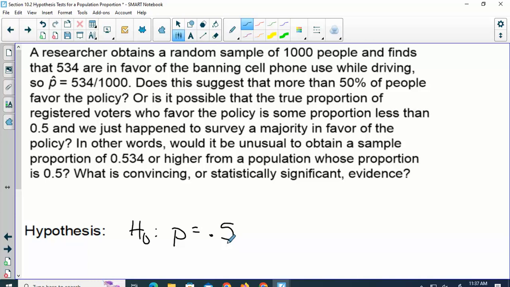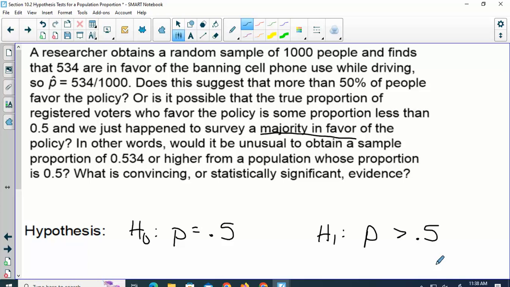That our proportion is 0.5. Then the alternative, remember yesterday we called that H sub 1. What are we trying to test? Trying to see if it's majority. So we are testing if it was greater than 0.5.